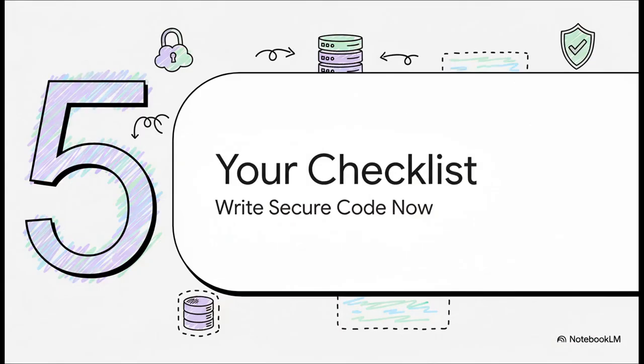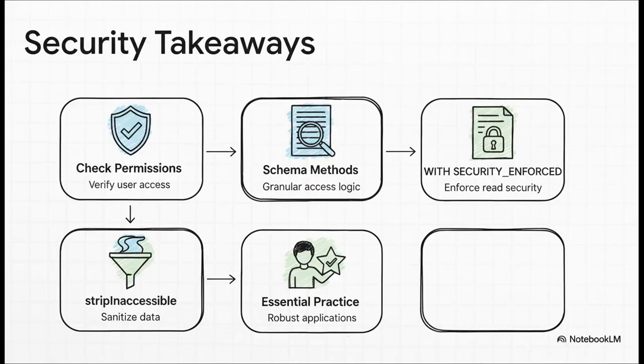Whew, we've covered a lot of ground. So let's boil all of this down into an essential bite-sized checklist that you can start using like right now. All right, here are your key takeaways. First off, just always check for permissions in any code a user might touch. Second, use those schema methods whenever you need that really fine-grained conditional logic. Third, lock down your read operations with SECURITY_ENFORCED. Fourth, before you do any DML, clean your records with Security.stripInaccessible.